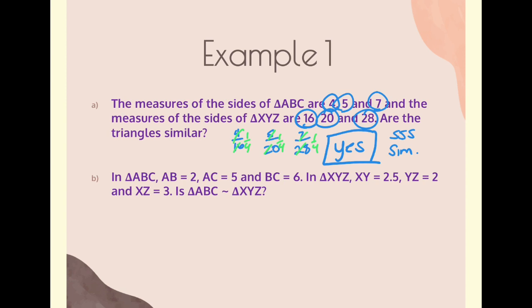B says in triangle ABC, AB is 2, AC is 5, BC is 6. In triangle XYZ, XY is 2.5, YZ is 2, and XZ is 3. So again, line them up. Smallest with smallest, and the smallest of this one is actually the 2, so the order is different. 2 to 2. Middle of the first would be 5. Middle of the second would be 2.5. 5 to 2.5. And largest with largest would be 6 to 3. So looking at these ratios, these two both reduce to 2 over 1, but that first one clearly does not. So these would be not similar.